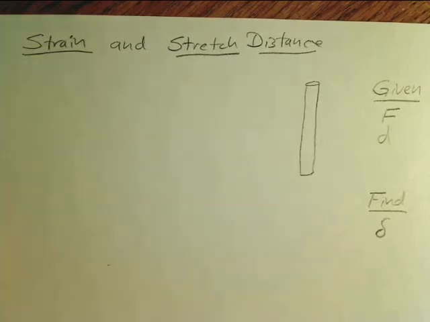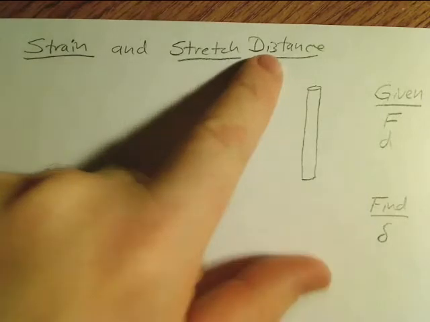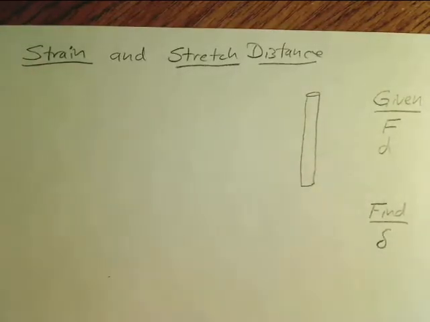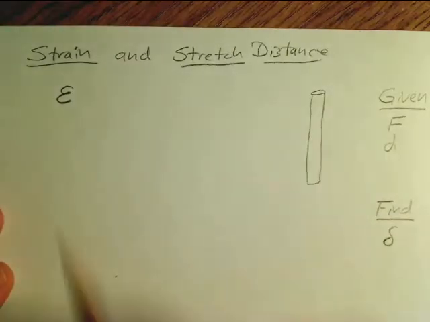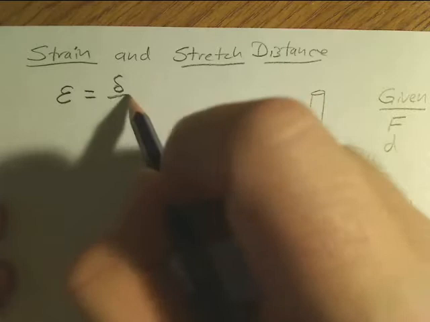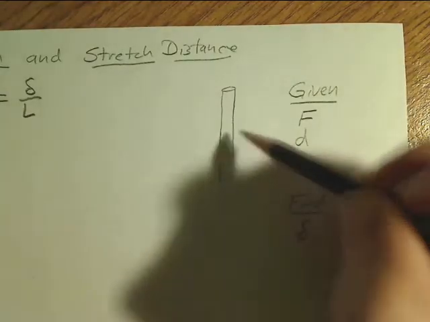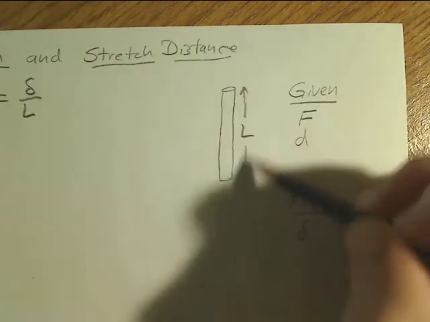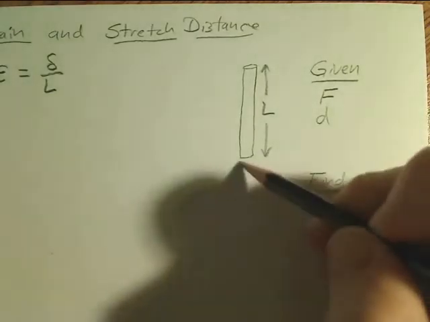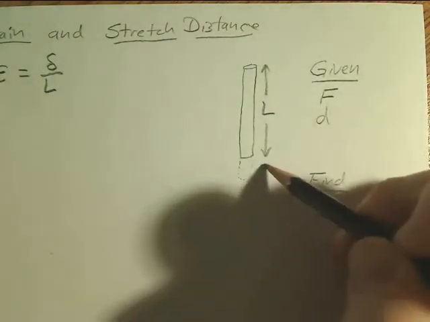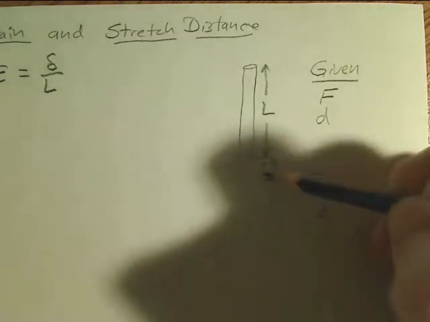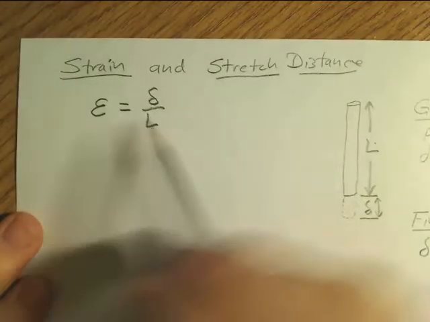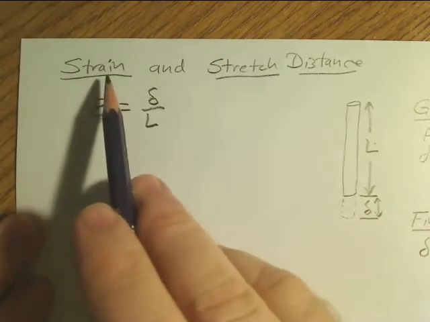Alright, the other kind of problem that we've been dealing with is stress and stretch distance. Strain and stretch distance. Strain is given by the lowercase Greek letter epsilon, equal to delta over L. If you have a rod with a length of L and you apply a force to it, then it will stretch out a distance. That extra distance that it stretches from there to there is lowercase delta. So this is a length in inches, this is a length in inches. You divide them and get this unitless number called strain.